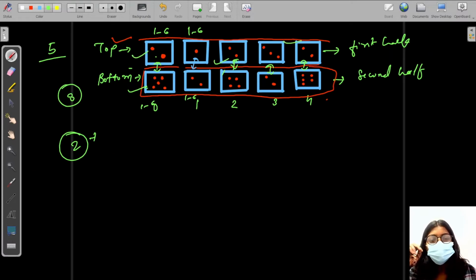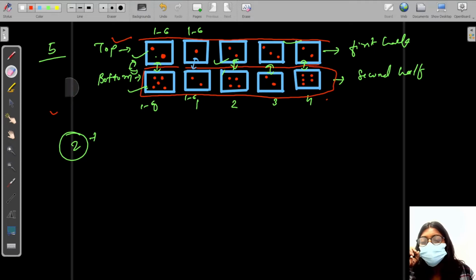This rotation and this rotation. But in this case, I will be making my top half to be 2, because it needs the minimum number of rotations. So I have to return that number of rotations.